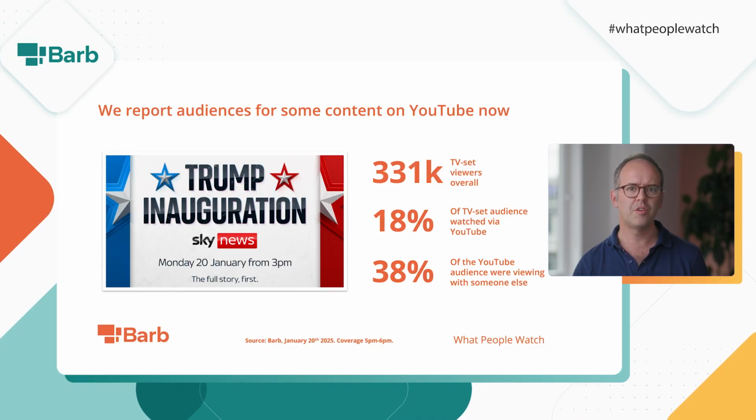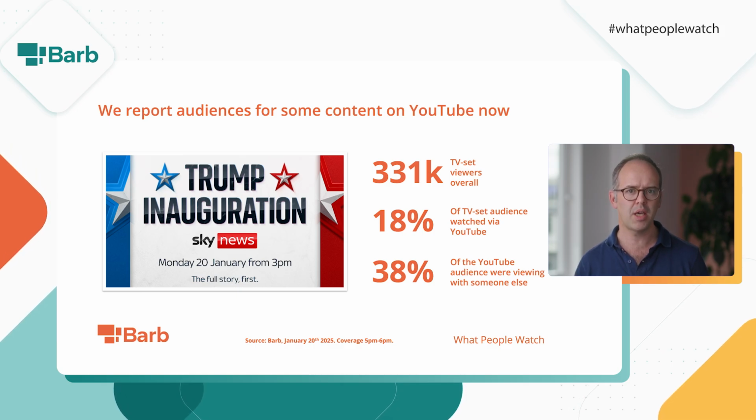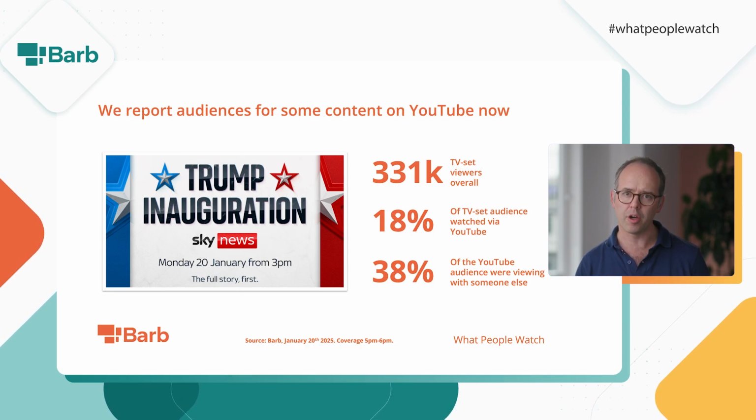While everything we've discussed in this section so far has been at a service level, we've been able to identify some of the content that viewers watch via YouTube already. For Sky News' coverage of President Trump's inauguration earlier this year, we know that nearly 1 in 5 of the 330,000 viewers from 5 to 6 p.m. watched via YouTube. Our high-quality, people-based panel also shows us that of those, almost 2 in 5 were watching with someone else in the room.